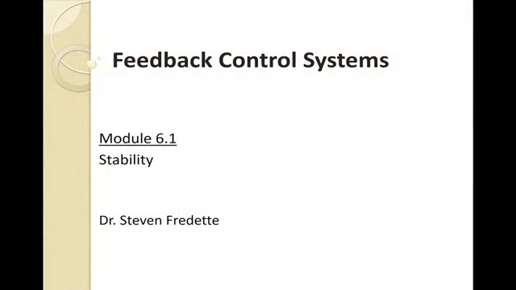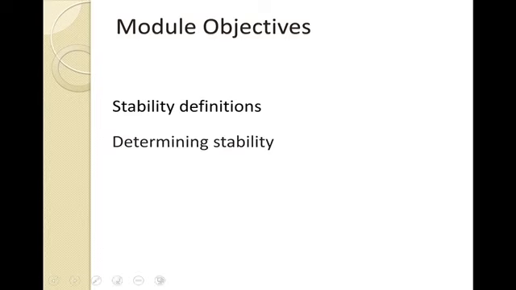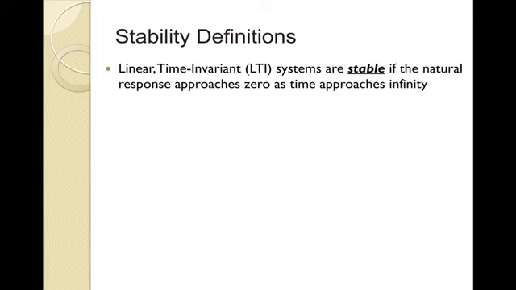Okay, welcome back to Feedback Control Systems. This is Module 6.1. We're going to talk about stability. The objectives of this module are to first start with a definition of stability, then talk about ways that we might be able to determine stability of a system, and then provide an example of those calculations.